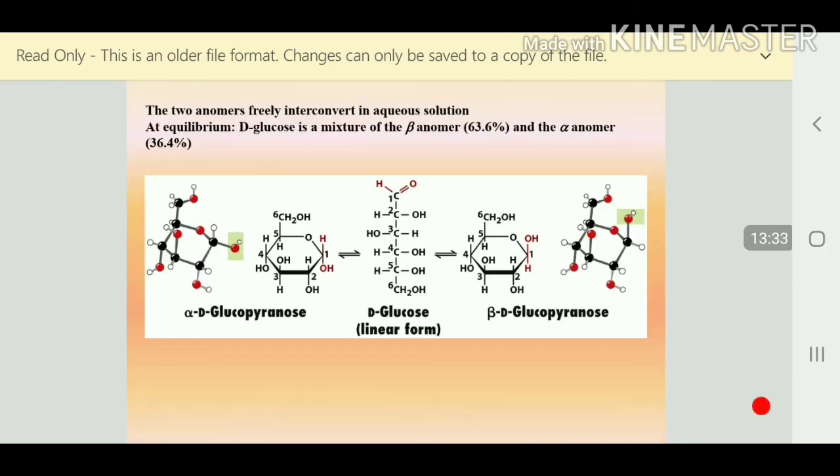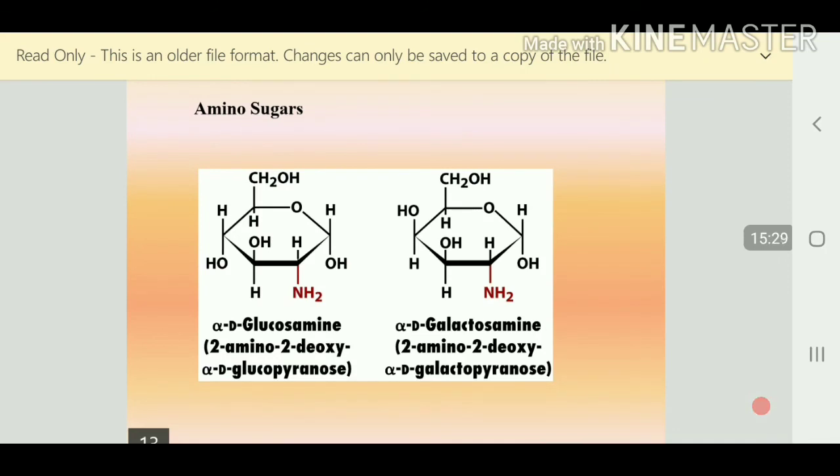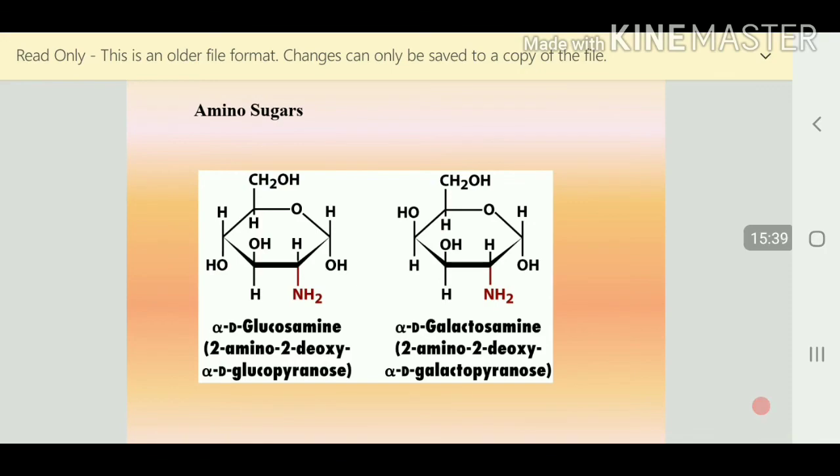Two anomers freely interconvert in aqueous solution. At equilibrium, D-glucose is a mixture of the beta anomer 63.6% and the alpha anomer 36.4%. So these were the basic concepts related to the structure of monosaccharides. In the next presentation, we will see the structure of disaccharides and polysaccharides. Thank you.